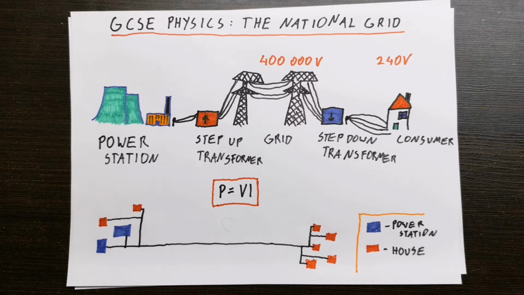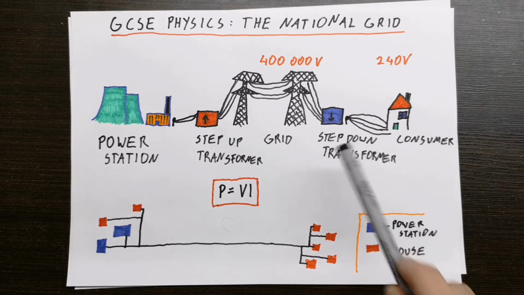However, when we want to supply it to consumers, appliances will not be able to handle such an insane voltage. Everything will just sort of explode and break. And also, that is just incredibly dangerous. So what we need to do now is decrease the voltage. So, essentially, we use a step-down transformer.